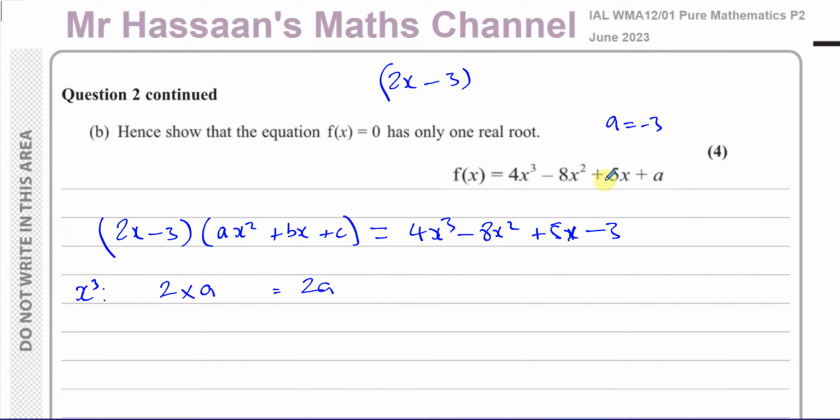All right? I'm not talking about this a here. That's a different a I'm talking about now. I'm talking about the a in this quadratic, all right? So we know that basically you're going to get 2 times a, all right? And we can see, all right, that should equal 4x cubed, okay?